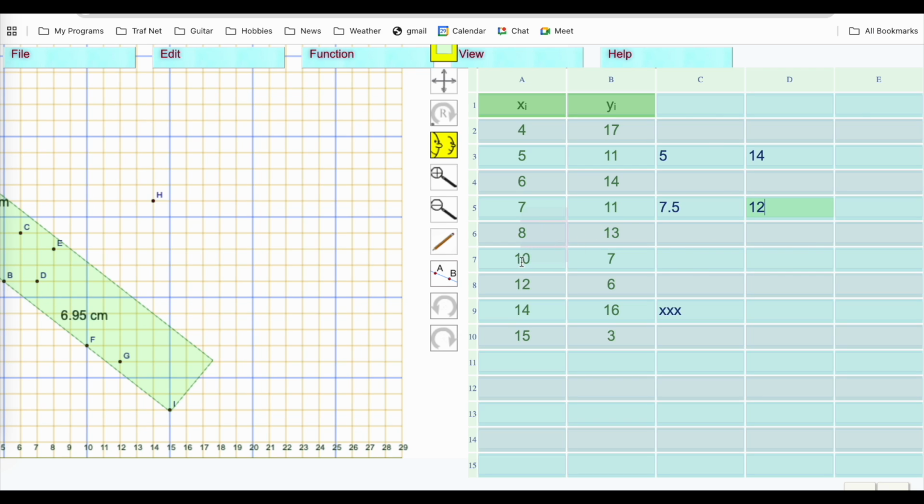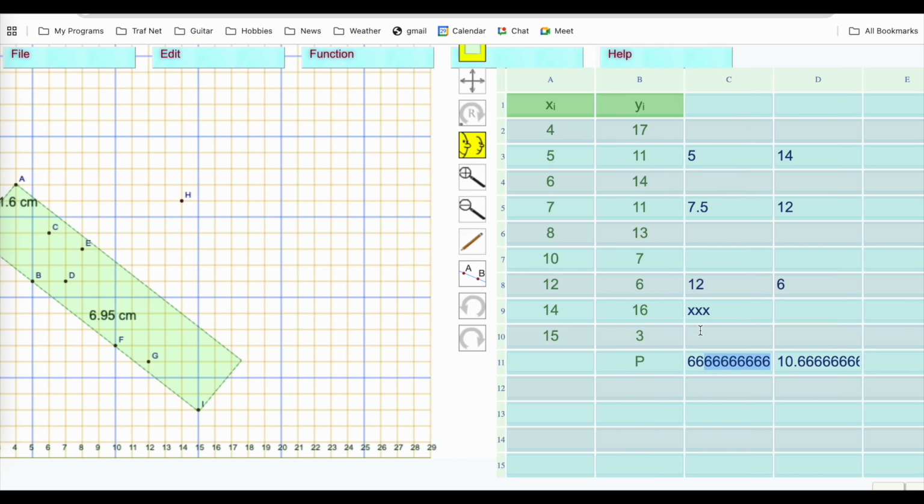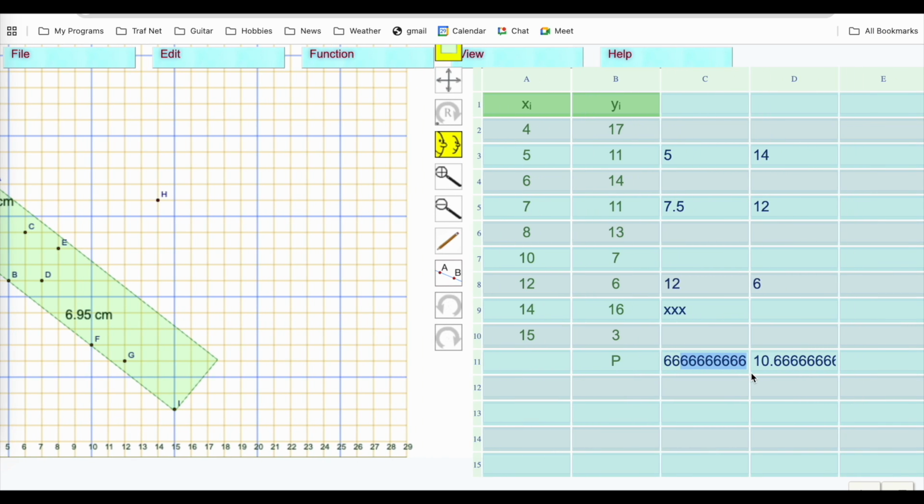Then the last 3 points, 10, 12, and 15. 12 is the middle point. 7, 6, and 3. This is in the reverse order. 3, 6, 7, 6 is the middle value. To get our point P, the average of the medians is equal to 5 plus the 7.5 plus the 12 divided by 3, 8.16 repeating, or 8 and 1/6. Fill that across, that gives us 10.6 repeating.